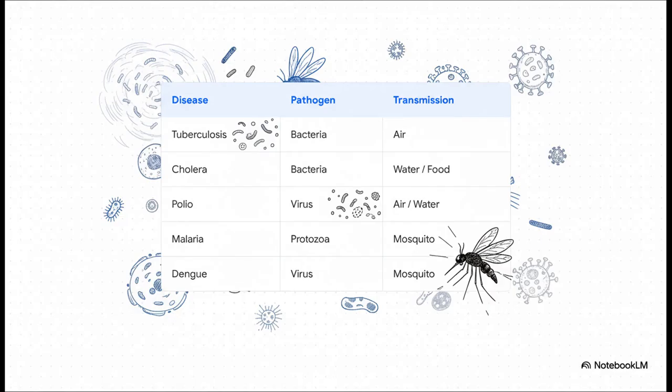And these pathogens are pretty sneaky. They have all sorts of ways to get around. Some of them just float through the air we breathe, like the bacteria that causes tuberculosis. Others will hide out in our food or water, which is how cholera spreads. And some use a delivery service, like a mosquito bite.